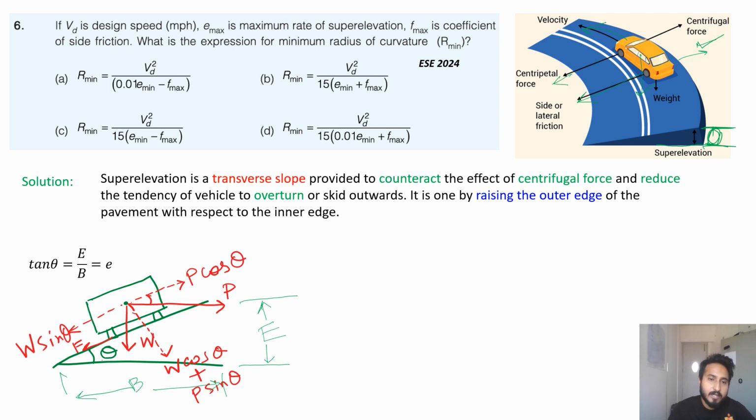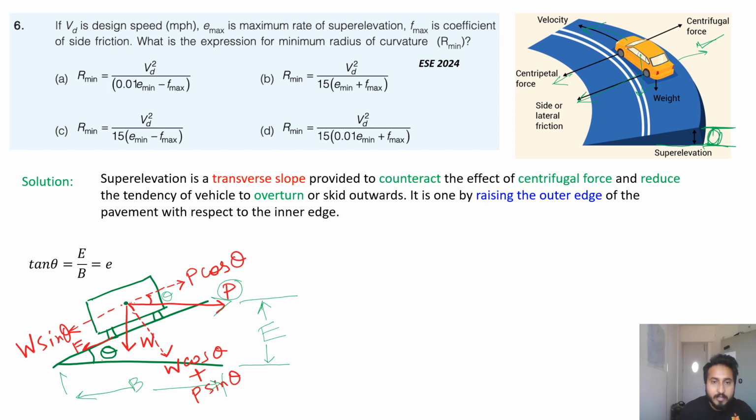So what are the forces acting on the body? One is the weight, acting perpendicularly, and P is the centrifugal force, acting outwards. W will have two components: perpendicular to the surface is W cos theta, and parallel to the surface is W sin theta. Similarly P has a component parallel to the surface, P cos theta, and P sin theta, which will get added up to W cos theta.